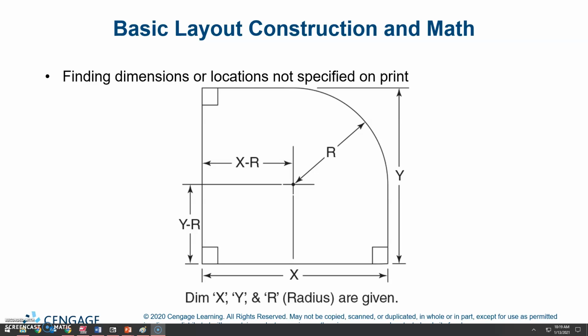Alright, finding dimensions or locations not specified on a print. Dimensions X, Y, and R, radius, are given.